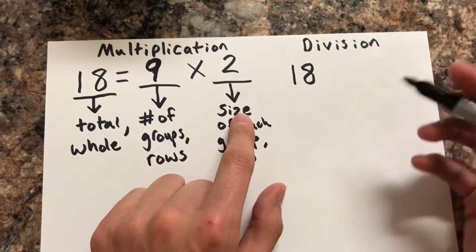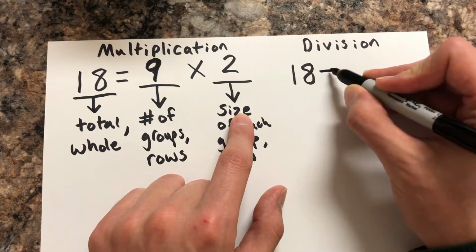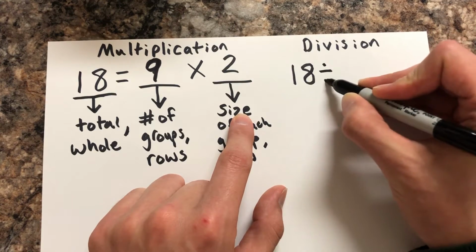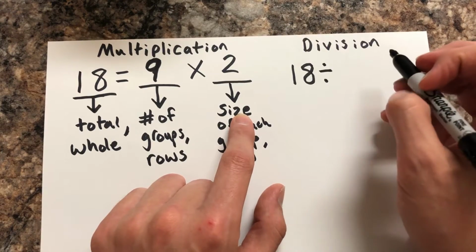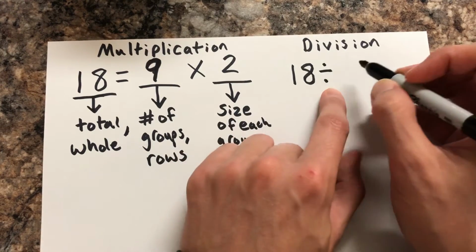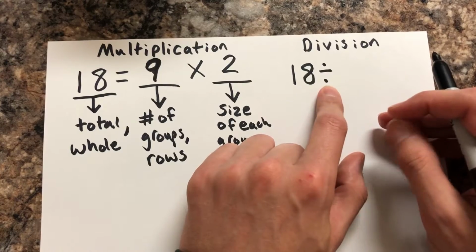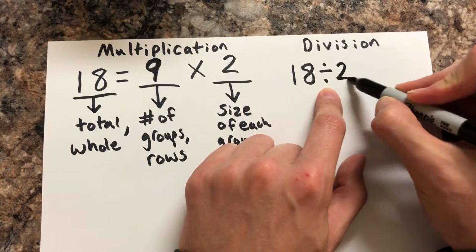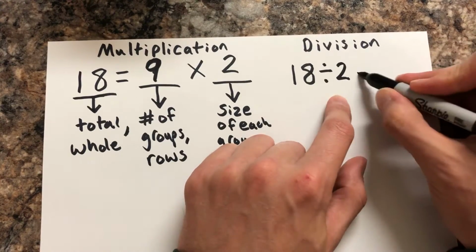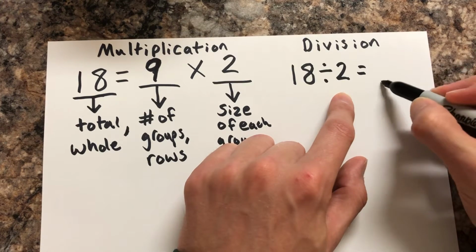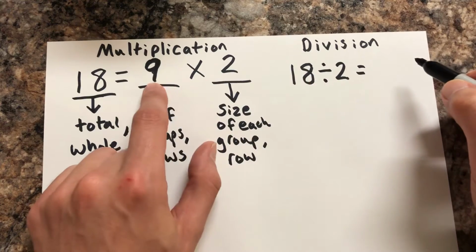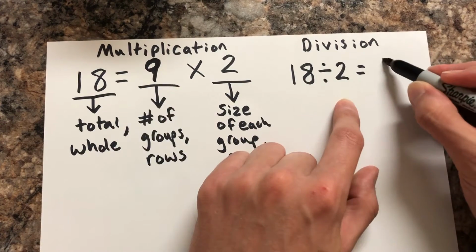In this case, 9 was my missing factor, so I'm going to choose the one that I already knew. And I'm going to make a division symbol. The division symbol is a line with a dot above and a dot below. 18 divided by 2 is the same as, and I would either put the question mark there, or since I already know that the factor is 9, I'll put 9.